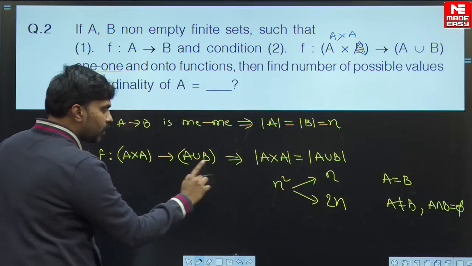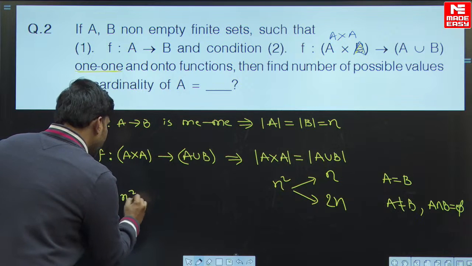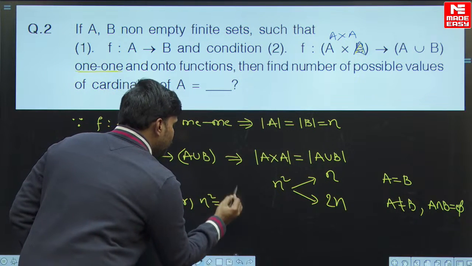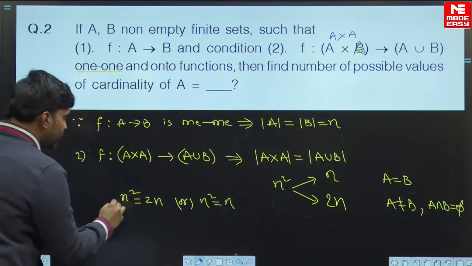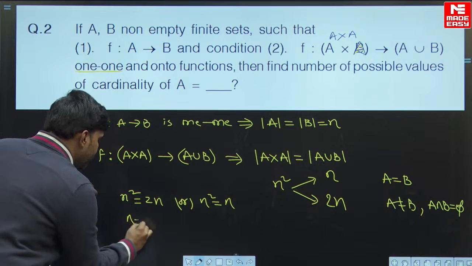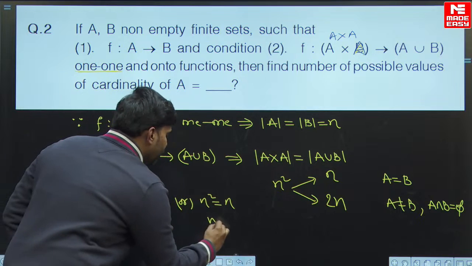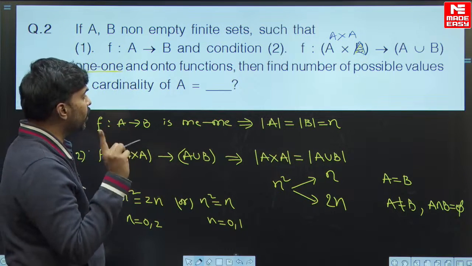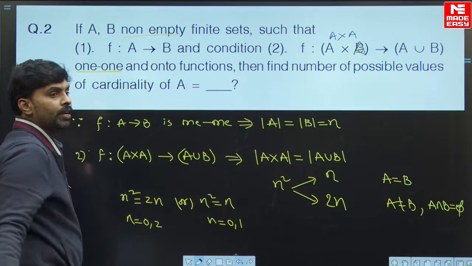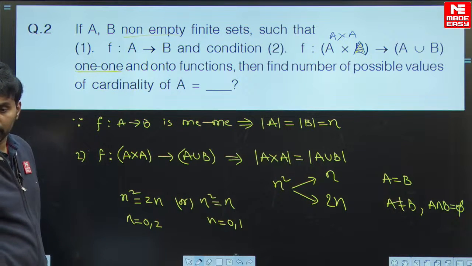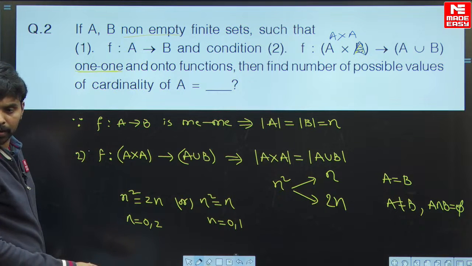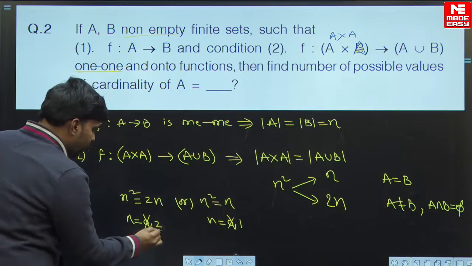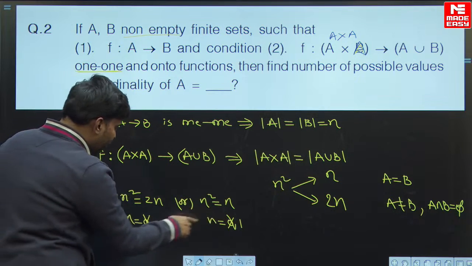So in that case there are two possibilities, my dear. n square is equal to 2n, or n square is equal to n. So now you will be getting n equal to 0, 2 in one case, and n equal to 0, 1 in the other. But you know that 0 cannot be the answer, because these are non-empty sets. So the cardinality of A can be 1 or 2.